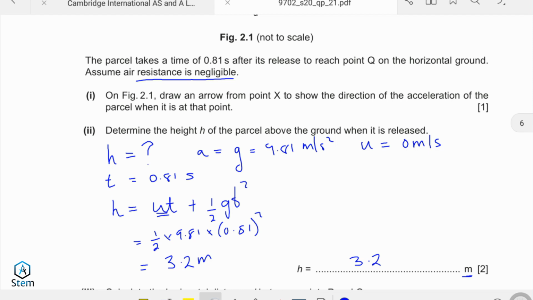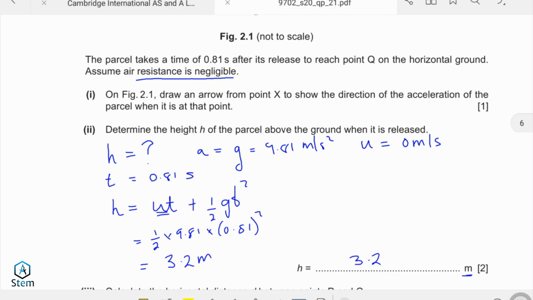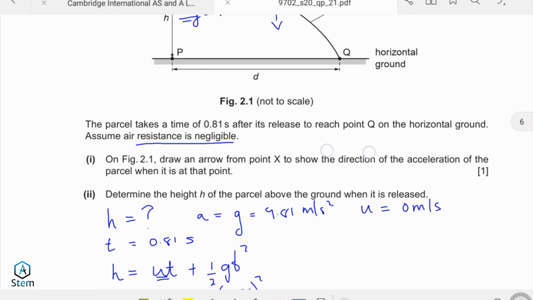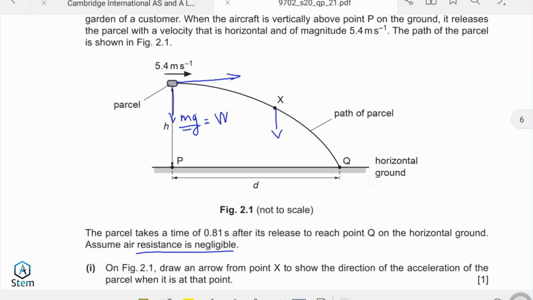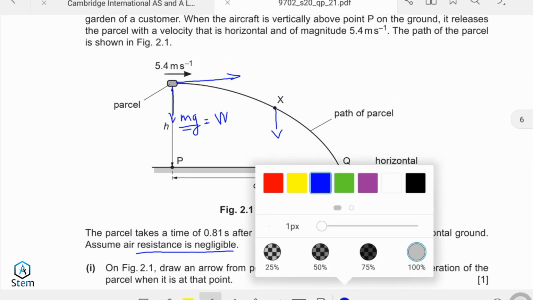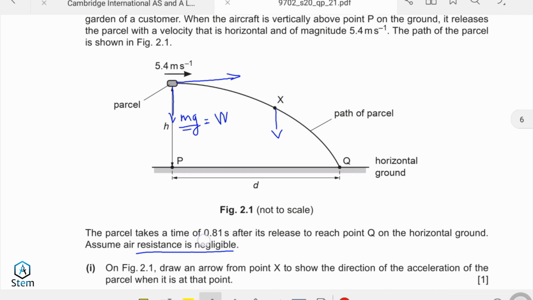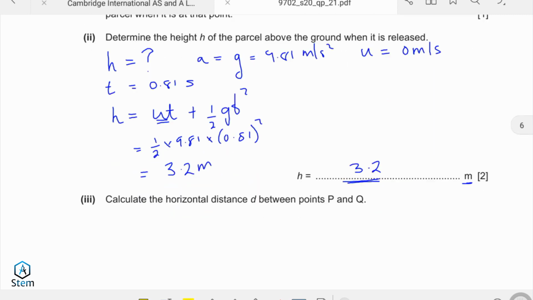All right, so let me just say something very important here. The presentation of our answer, I am using two significant figures because the least number of significant figures in my raw data is 2. So 0.81, there are two significant figures there, and 5.4, there are two significant figures. So it makes sense that I use two significant figures.